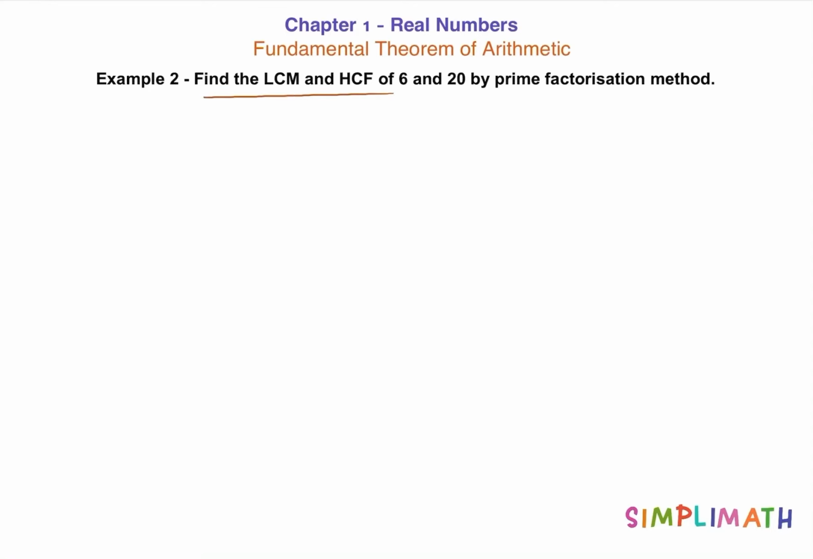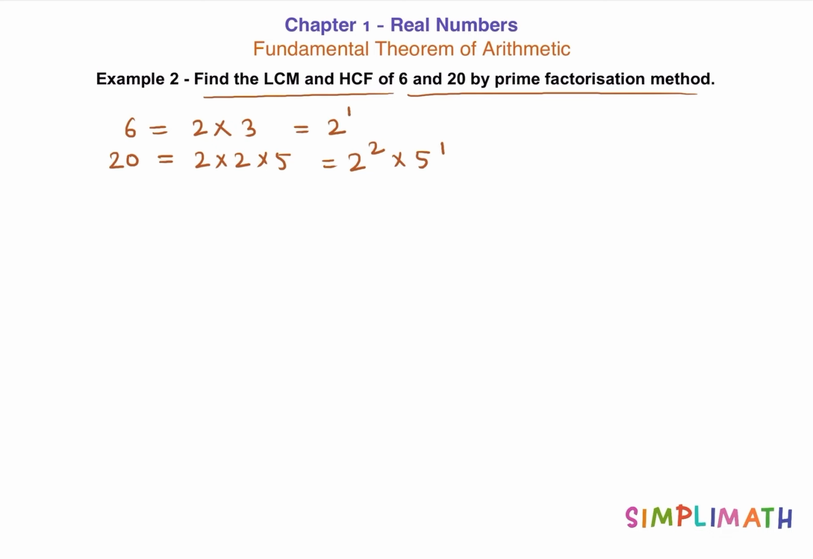Find the LCM and HCF of 6 and 20 by prime factorization method. Okay, so when we take out the prime factors of 6 and 20, we get the prime factors of 6 as 2 into 3, and prime factors of 20 are 2 into 2 into 5, which means 2 square into 5 to the power 1. And 6 के प्राइम फैक्टर्स को हम ऐसे भी लिख सकते हैं 2 to the power 1 into 3 to the power 1.